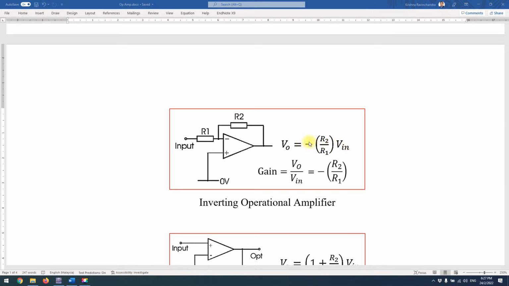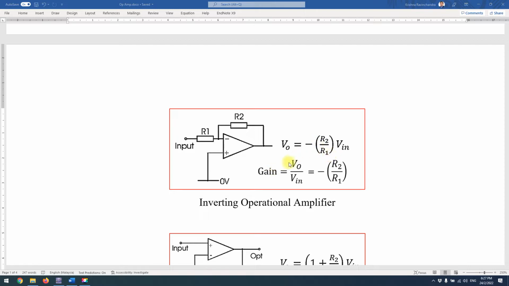Now you realize the negative. The reason for the negative is that this is an inverting circuit, so directly there will be a negative in the equation. Later on you will see this when we measure the output side and the input side in Multisim.